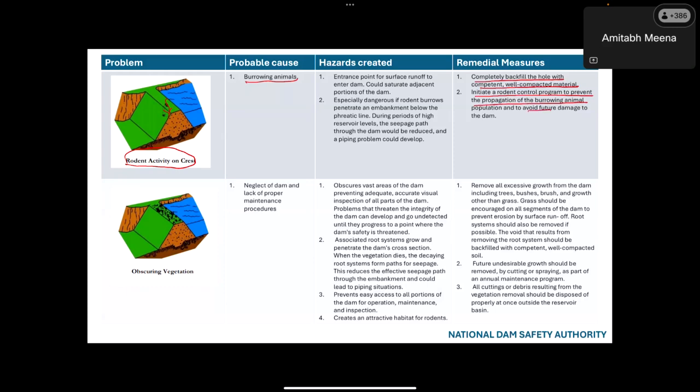So this rodent activity may also cause these potholes. Sometimes they go very deep also, and if they come in line with the phreatic line, if they go into that zone, then it may cause serious problems.